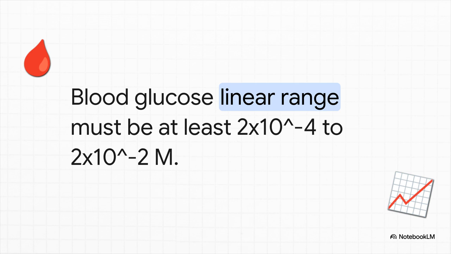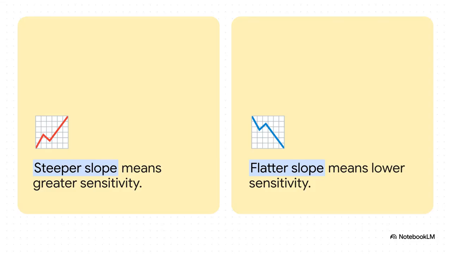If the calibration isn't linear here, well, the sensor is basically flying blind at those lower concentrations. Now, what's genuinely fascinating is how we actually measure sensitivity. It's directly inferred from the slope of that calibration plot we just talked about. A steeper slope means that an incredibly tiny change in concentration triggers a massive jump in the sensor's response.